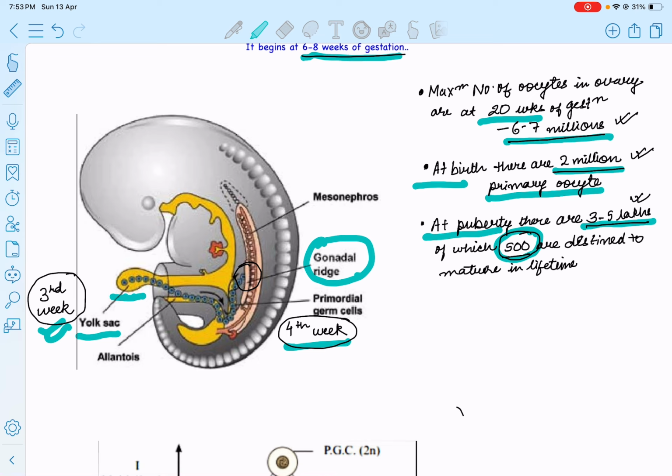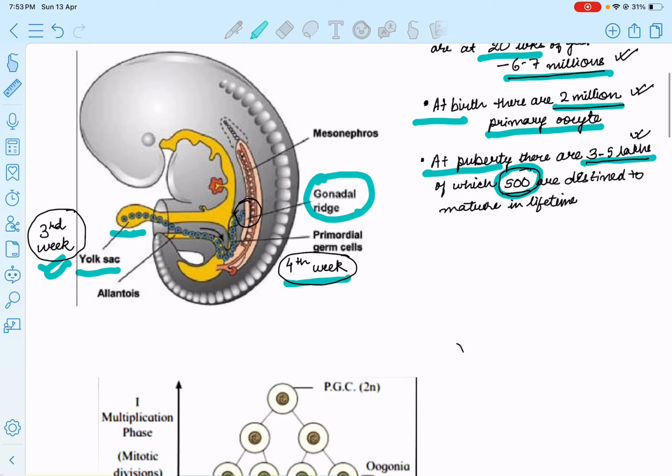Now, before going through the process of oogenesis, I would like to give you a short information about how many oocytes get converted into ova. So, the maximum number of oocytes in ovaries at 20 weeks of gestation are 6 to 7 millions. You can imagine. And at birth, they get reduced and there remains only 2 millions of primary oocytes. At puberty, these are further reduced to 3 to 5 lakhs, of which only 500 are destined to form mature ova in the whole lifetime.